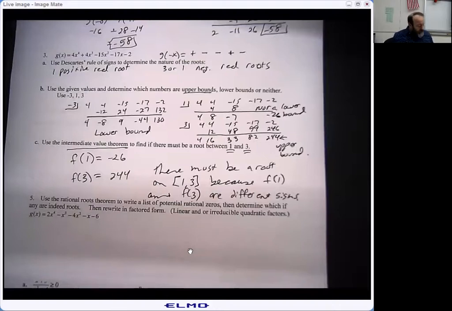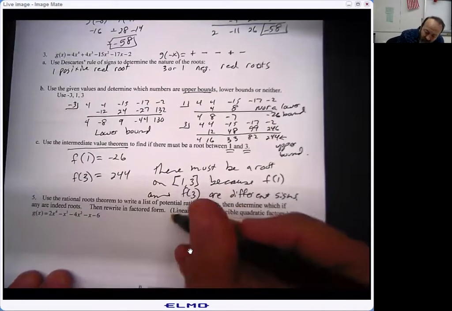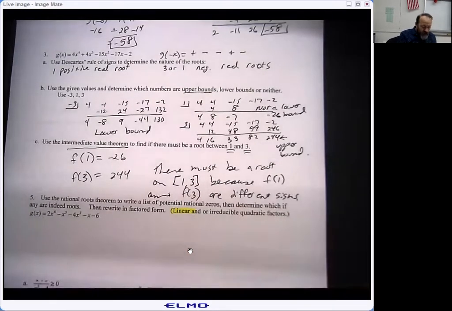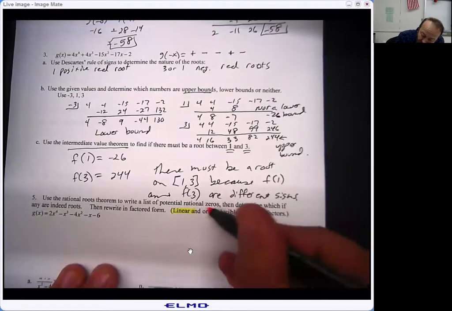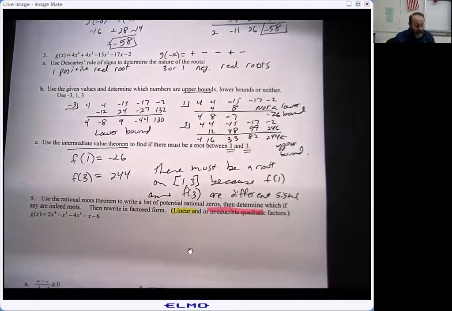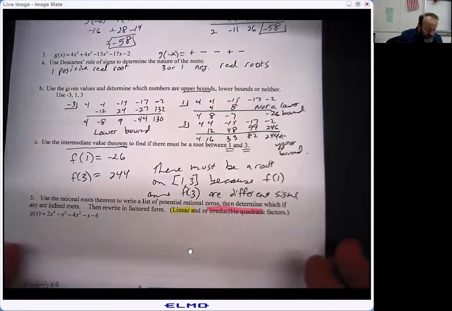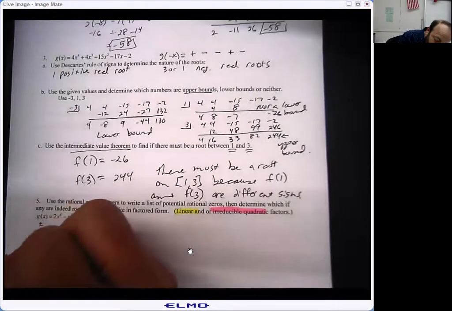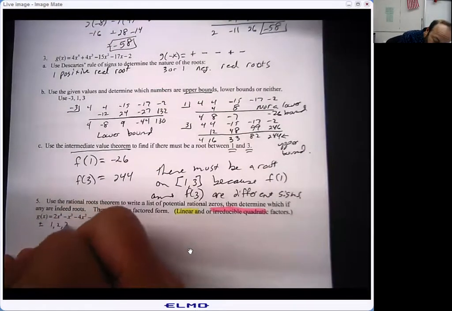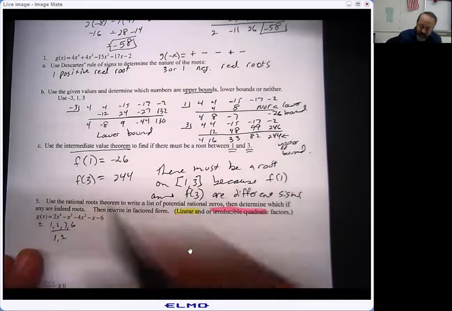So I think let's try to go ahead and do one more piece right here, which is question number 5. This problem does give us a little bit of a get out of jail here, and it says that we are going to factor this in the linear and the irreducible quadratic form. So if it's a little bit ugly, we don't really worry too much about it. So I know from the possible rational roots theorem that we have the possibilities of 1, 2, 3, and 6 all over 1 and 2.